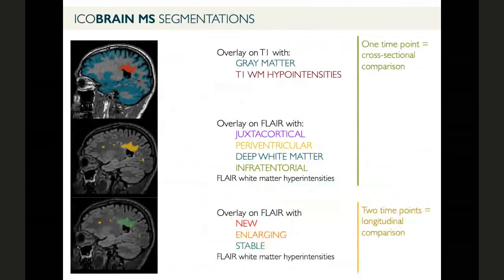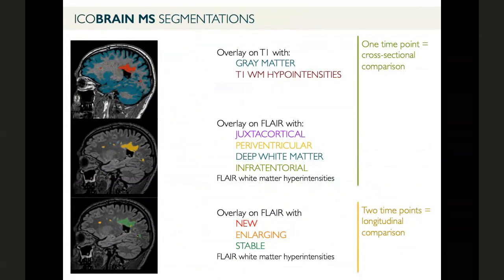Next to the report, we also send back the segmentations, and in our icobrain MS, these are actually three sets of segmentations. The first two segmentations are sent back when we receive one time point, which is our cross-sectional comparison. So if we have one time point, we will return an overlay on the T1 indicating the gray matter and the T1 white matter hypointensities, and also an overlay on the flare with the lesions color-coded by location, being juxtacortical, paraventricular, deep white matter, and infratentorial.